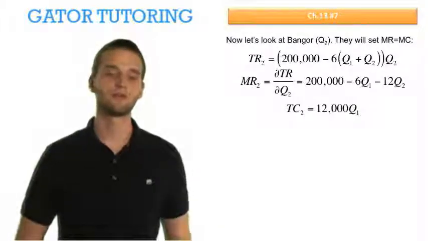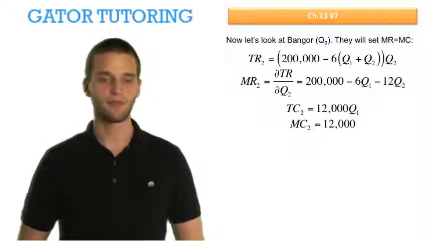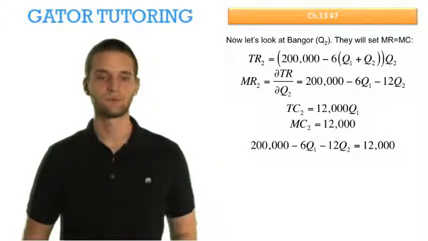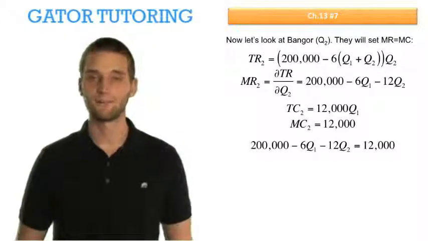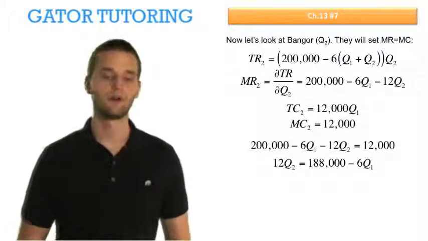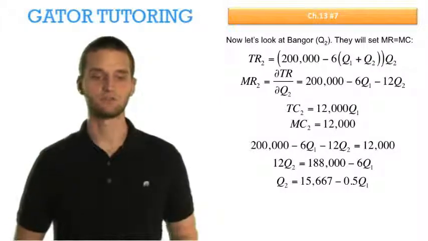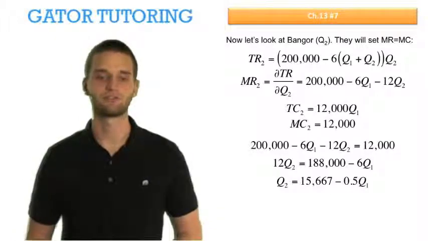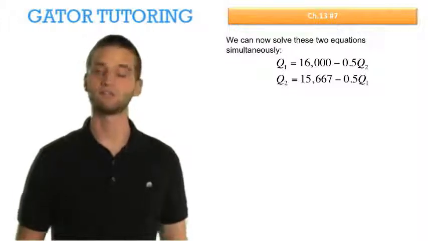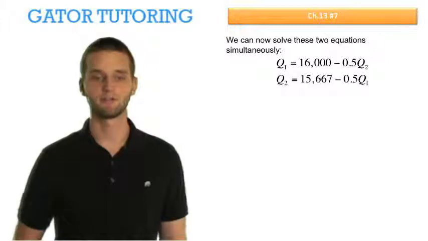Total cost is given as 12,000 Q2, and the marginal cost, again, is just the derivative, which is 12,000. So they're going to maximize profit by setting marginal revenue equal to marginal cost. And we want to solve this for Q2 since we're now talking about Bangor Corporation. So we're going to add 12Q2 to both sides, we're going to divide by 12, and we'll have our second reaction function for Bangor Corporation, which is Q2 equals 15,667 minus 0.5 Q1. We can now solve these two equations simultaneously to find where they intersect and thus how much quantity each player produces.